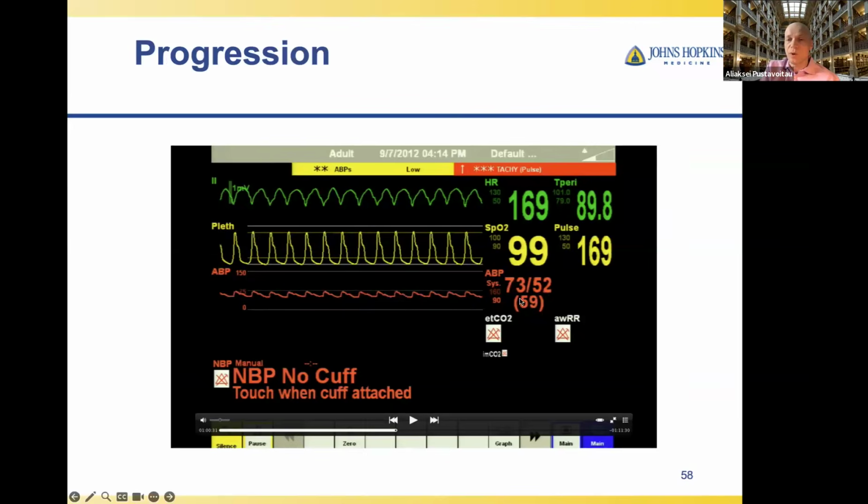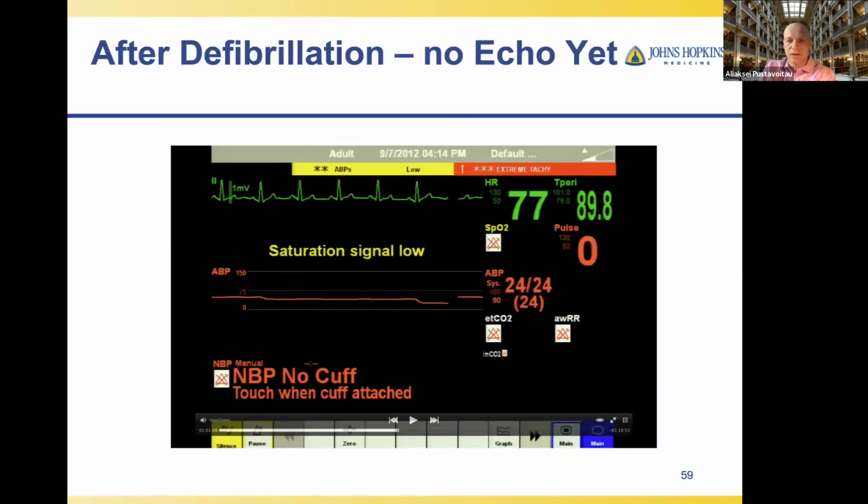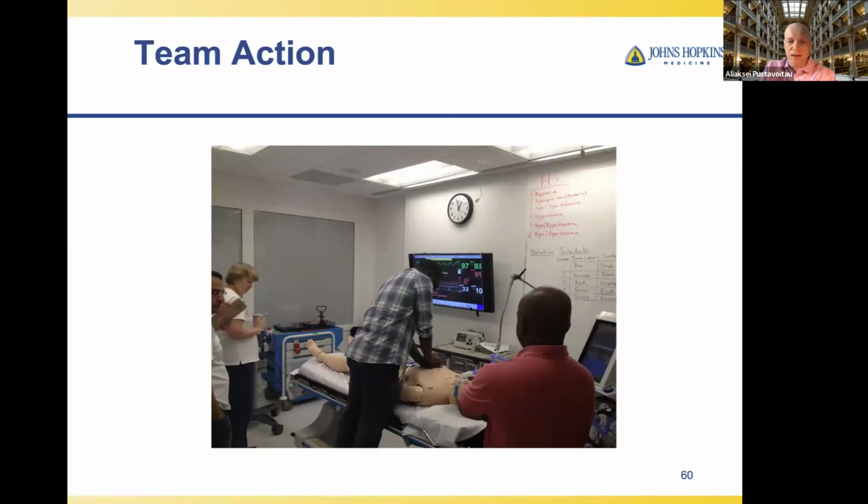So initially there is pulse, right? Because blood pressure is there. But if you don't intervene, that will progress and become pulseless tachycardia or ventricular fibrillation. And that's what happens eventually, right? So this was defibrillated, unfortunately, and after defibrillation goes into PEA arrest. So that's what happens again.